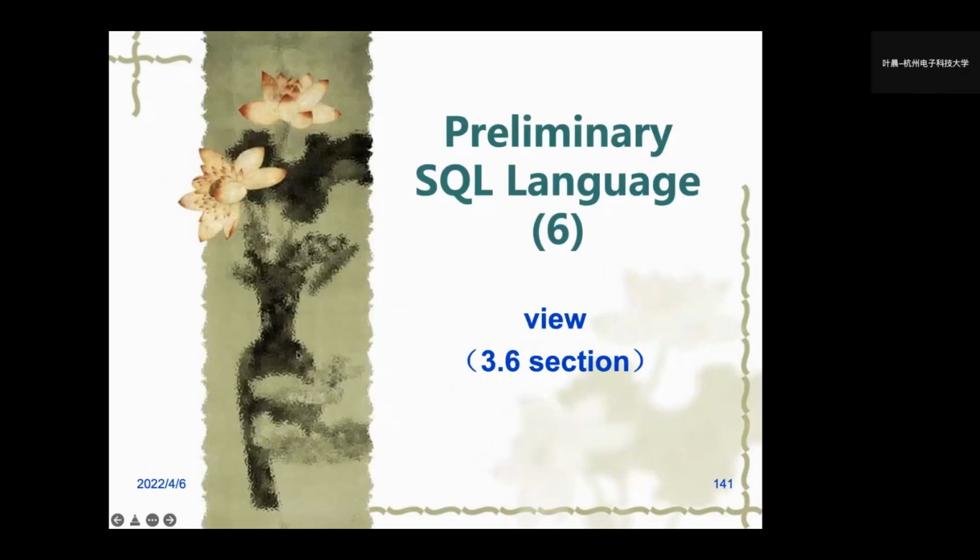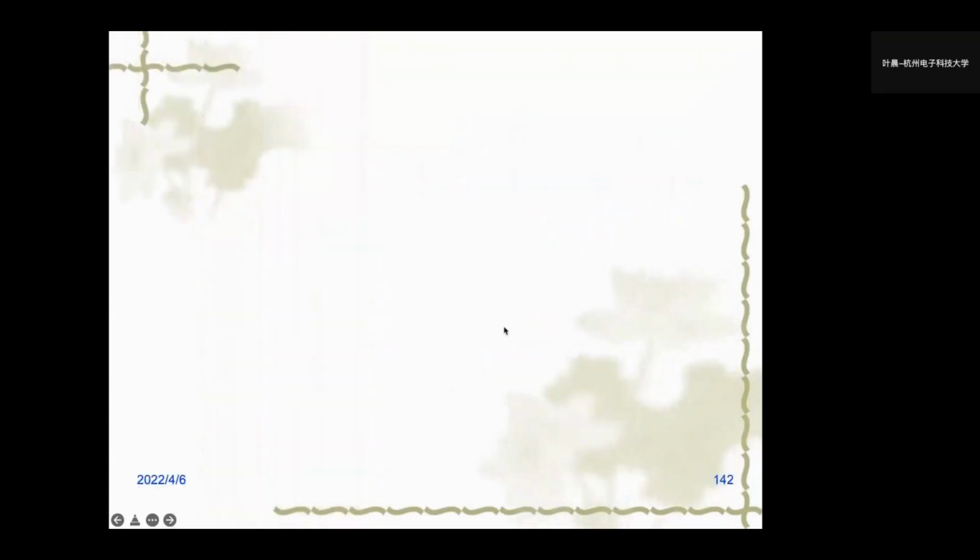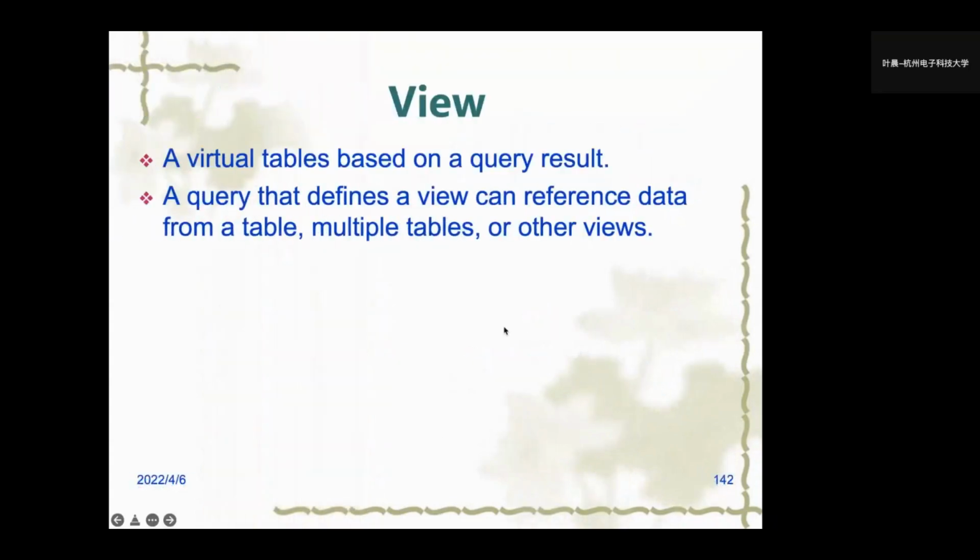So here we have talked about the insert, update, and deletion operations with queries. So finally, in this chapter, we will talk about the view, which is a very important part in our SQL language. So first, let's see what is a view. A view table is based on a query result, and a query that defines a view can reference data from a table, multiple tables, or other views.